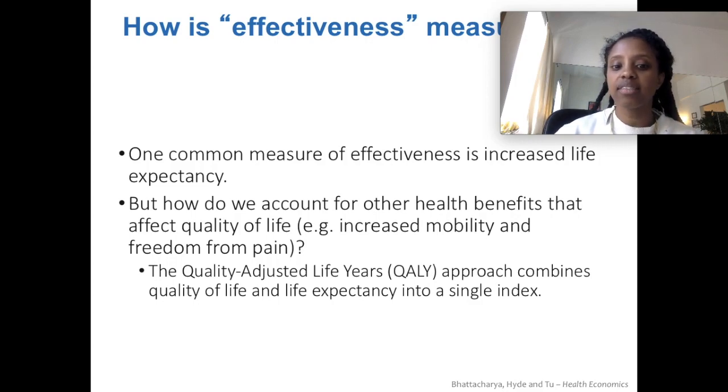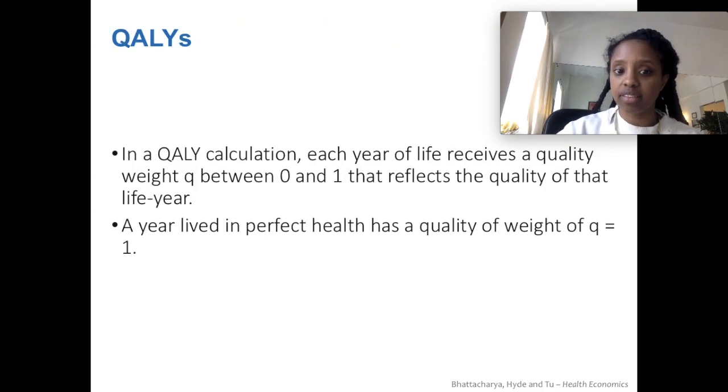And so in that case, a lot of times what we'll look at is quality adjusted life years. This is a pretty common practice, QALYs. This approach combines quality of life and life expectancy into a single index. So in the QALY calculation, every year of life gets a quality weight between 0 and 1 that reflects the quality of that life year.